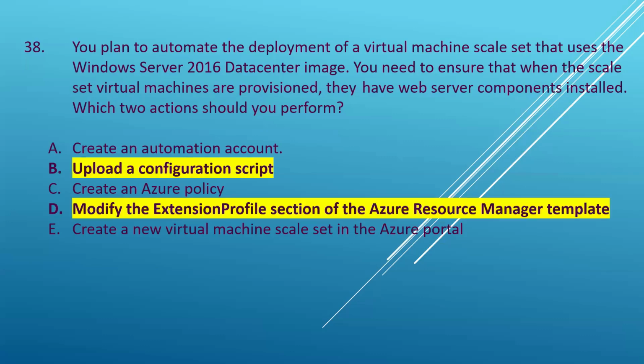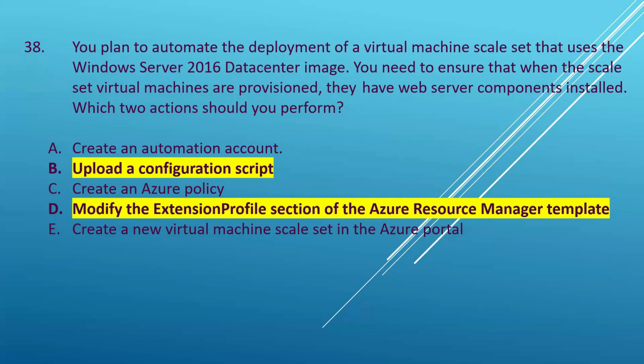So the correct options in this case are option B and D. Upload a configuration script and modify the extension profile section of the Azure Resource Manager template. Let's look at why others are not correct. Let's start from bottom. Option E talks about creating virtual machine scale set from Azure portal. But then the question says automation. So this is incorrect as it will add manual effort.